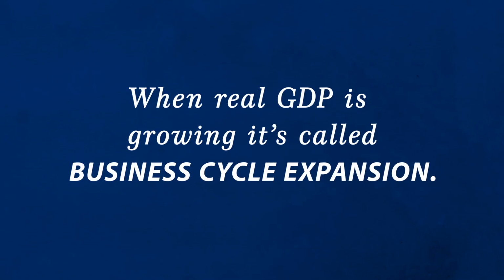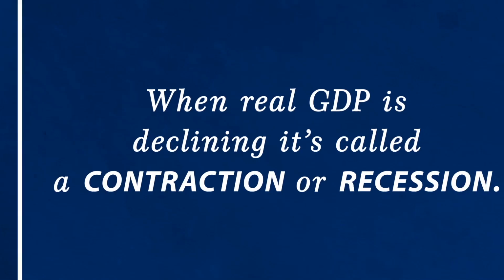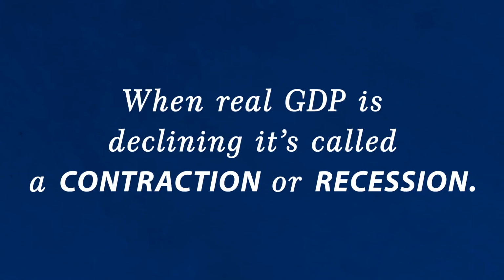look at both. When real GDP is growing, this is referred to as a business cycle expansion. When it is declining, this is a contraction or recession. The Great Depression was a prolonged and deep contraction. The Depression lasted 43 quarters, from the third quarter 1929 to the first quarter 1933. Real GDP fell by 30%.